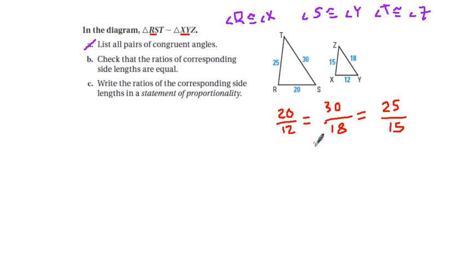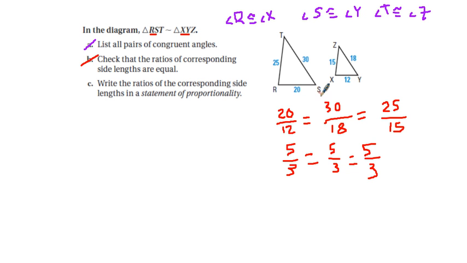Now, you can find all three of these fractions. If this is a true statement, then we do have the ratios being equal to each other. Let's take a look at them. If we reduced the first fraction, you could factor out a 4 from both numbers, and you would have 5 over 3. In the second one, if you factored out a 6, you would have 5 over 3. And as you can probably guess for this last one, factoring out a 5, you would get 5 over 3. So all ratios are equal to each other.